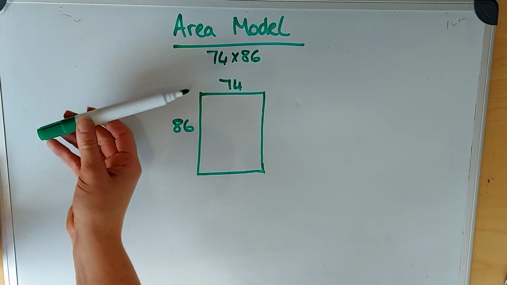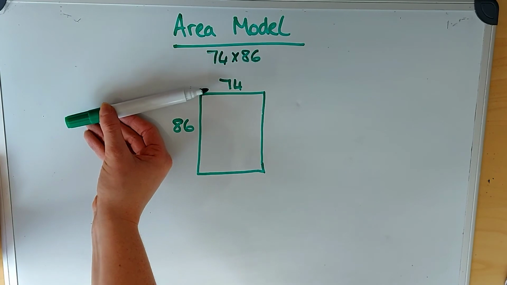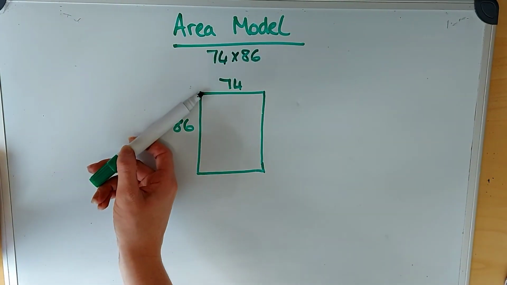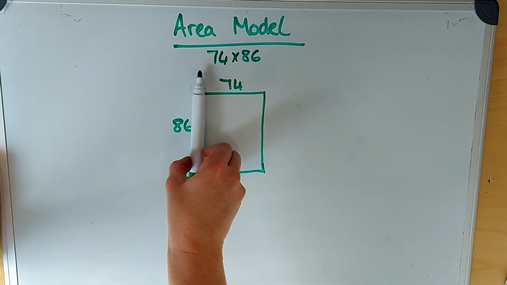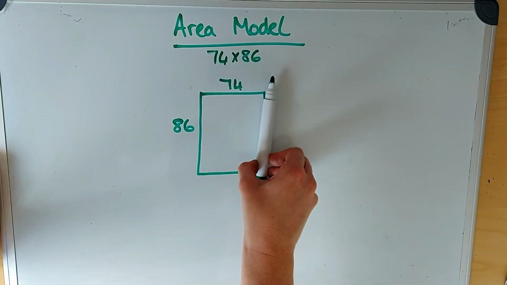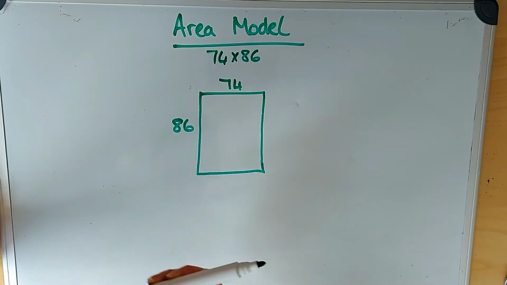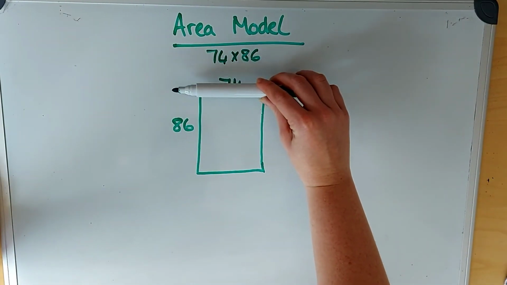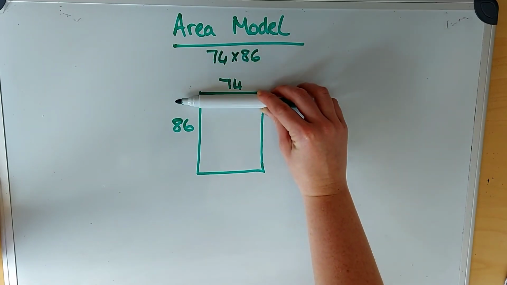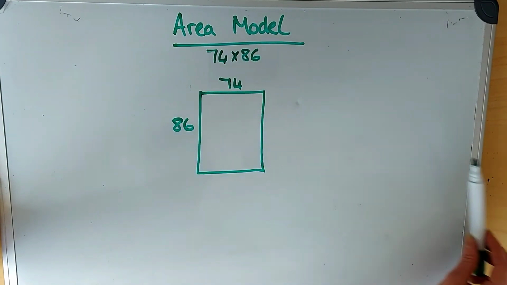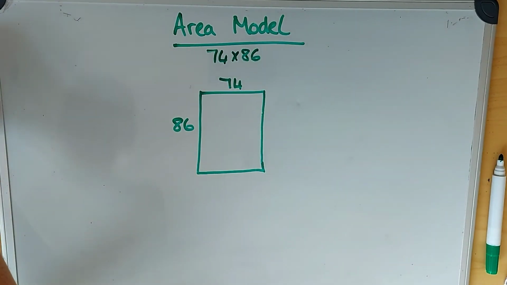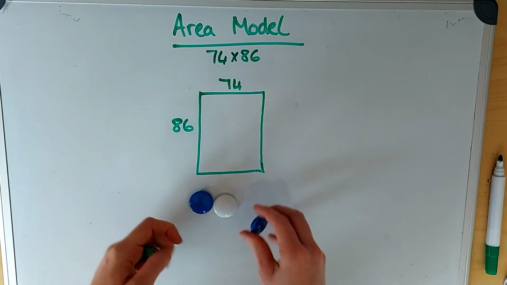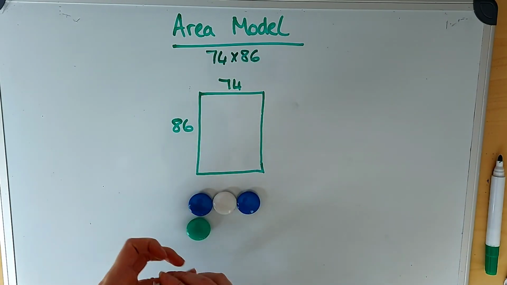Well, this means we have 74 groups of 86. So imagine there's 86 cubes and we've got 74 columns worth of 86 each. Or it means we've got 86 rows of cubes where there's 74 cubes here, 74, 86 times. So sadly I don't have my cubes with me because obviously we're not at school.